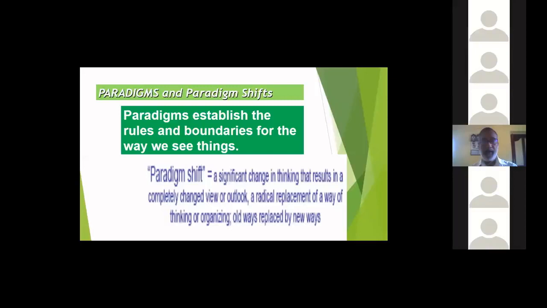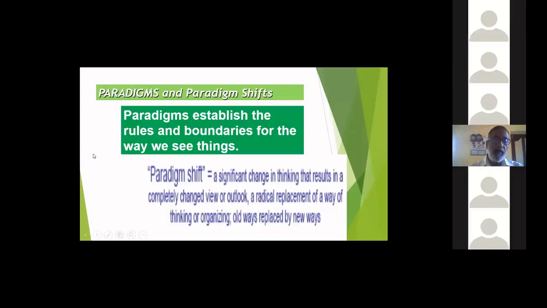So paradigms, because you understand the use of such paradigms and the rules and the boundaries set by them, you may pick a number of paradigms to work with at the same time, or any one given paradigm to work with at a given time and then pass on to the next. And thus there is a significant change in your thinking, in your working, in your outlook. So this is what we call a radical replacement of thinking and organizing old ways of doing things, which is what we do most often.